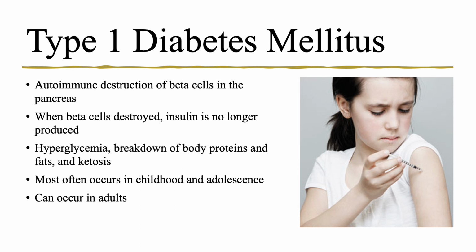It usually occurs in kids, like I said, but it can occur in adults. My father developed it in his late 40s. And look at that picture. There's a picture of a little girl administering an insulin shot to herself. And this is what diabetics have to do. Type 1 diabetics are dependent on insulin. They can't take PO medications.